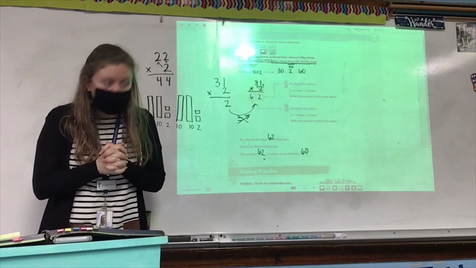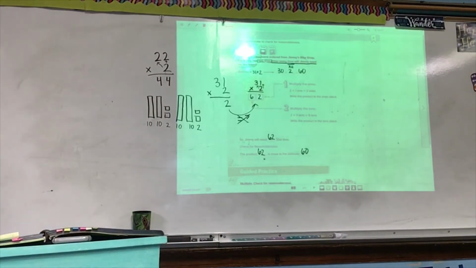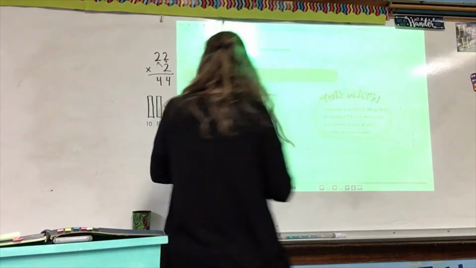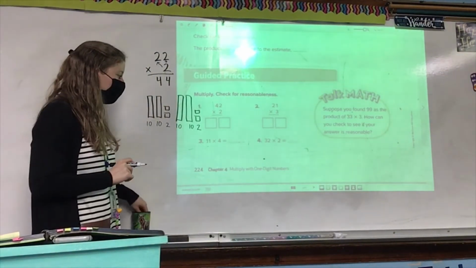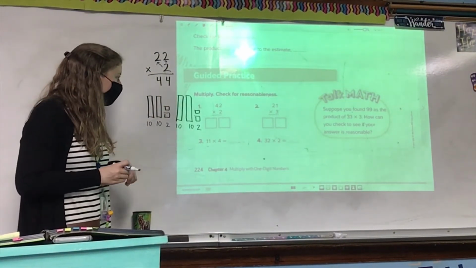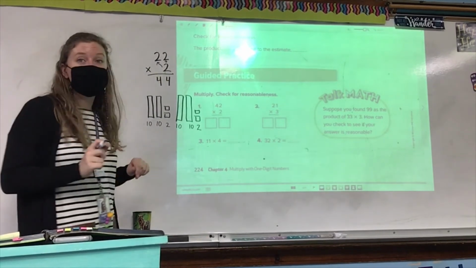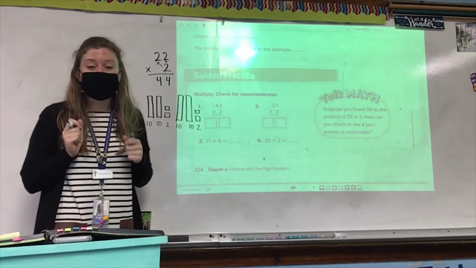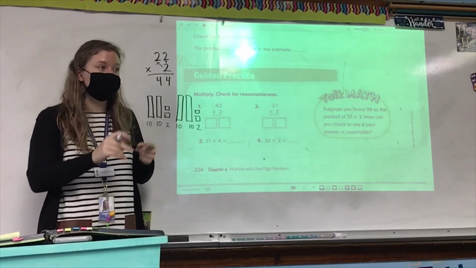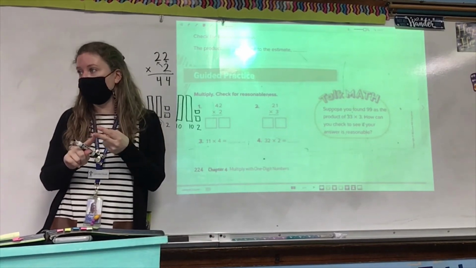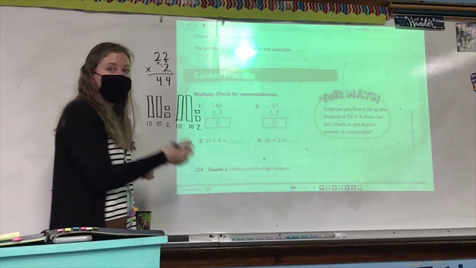Okay, helper number 1. Please sanitize, erase, sanitize. Okay, number 1. So we're multiplying and we're checking for reasonableness. Mason, number 1. Let's use estimation just because it's faster, but once you get to the independent practice, you can choose to check with an area model or estimation. It's your choice. But we're going to use estimation.